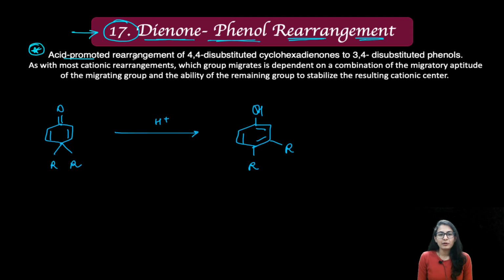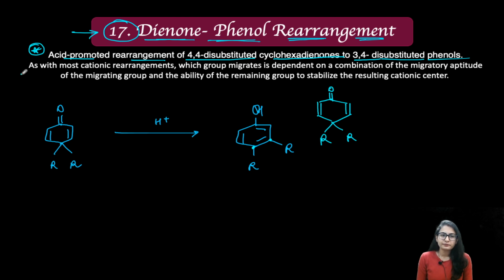It's an acid promoted rearrangement of 4,4-disubstituted cyclohexadienones. Alright, cyclohexadienone. What is a dienone? You are having a diene and a one like this. Okay, this is going to be the dienone. Specifically, it is mentioned for a cyclohexadienone. So 4,4-disubstituted cyclohexadienone to give you a 3,4-disubstituted phenol. So ultimately you are getting the 3,4-disubstituted phenol. Alright, so this is what the whole rearrangement is all about.